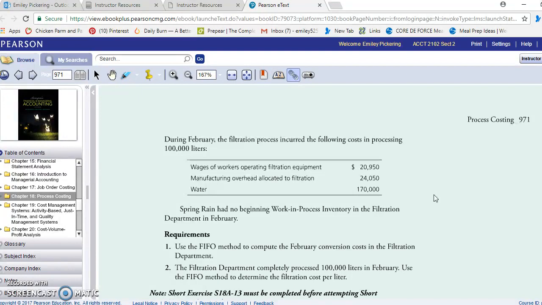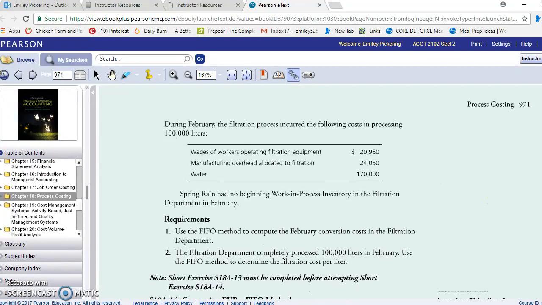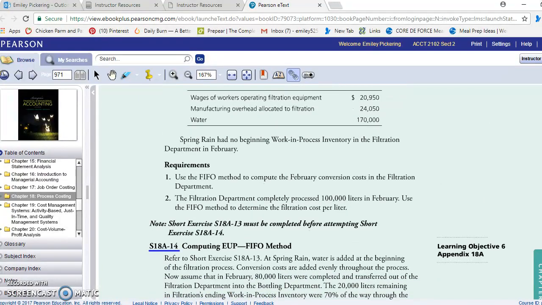They had 100,000 liters that were completed in process, so we don't really need to worry about equivalent units in this case. We have 100,000 for direct materials and 100,000 for conversion costs, because only 100,000 were done. There's nothing left in work in process. There was nothing in beginning work in process. So that makes our life a little bit easier.